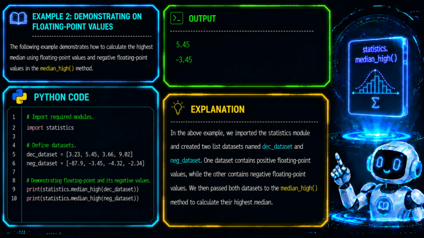Explanation. In the above example, we imported the statistics module and created 2 list datasets named dec_dataset and neg_dataset. One dataset contains positive floating point values, while the other contains negative floating point values. We then passed both datasets to the median_high method to calculate their highest median.